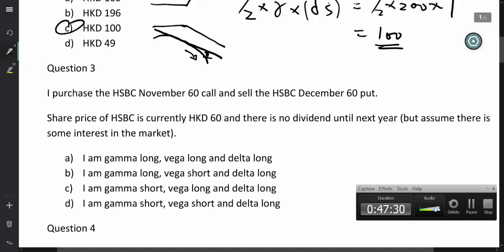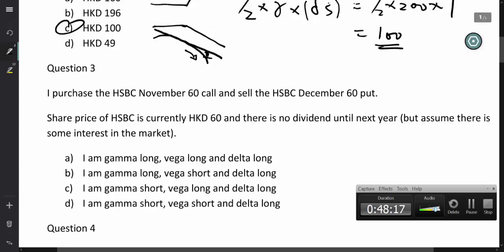Now, I purchased the HSBC November 60 call, and I sell the HSBC December 60 put, okay? Share price is currently 60. So we are talking about at the money options, and there's no dividend, but assume that there is some interest in the market. And I am gamma long, vega long, delta long, or gamma long, vega short, delta long, gamma short, vega long, delta long, gamma short, vega short, delta long.